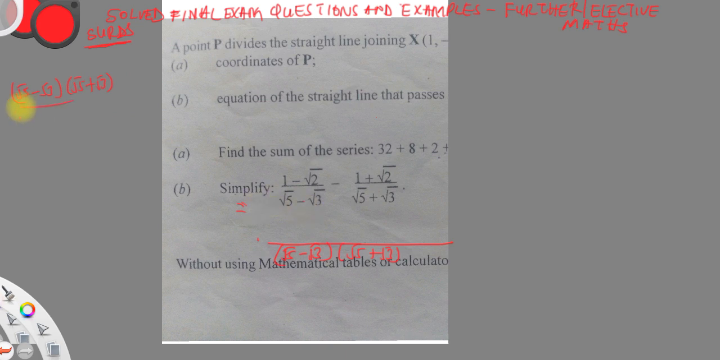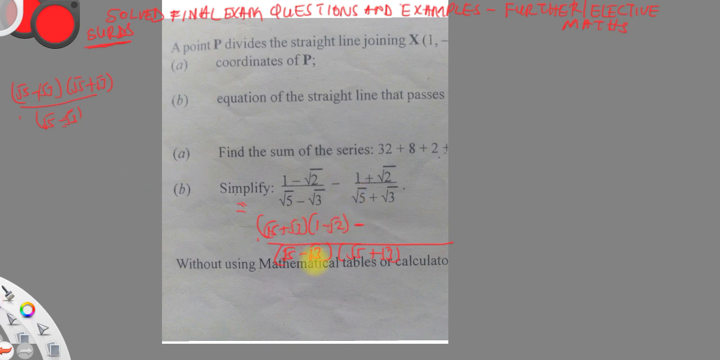So we are dividing by square root of 5 minus square root of 3. Yes, so this will cancel this, and we go into this; the answer is square root of 5 plus square root of 3. So we get square root of 5 plus square root of 3, and we multiply by 1 minus square root of 2.